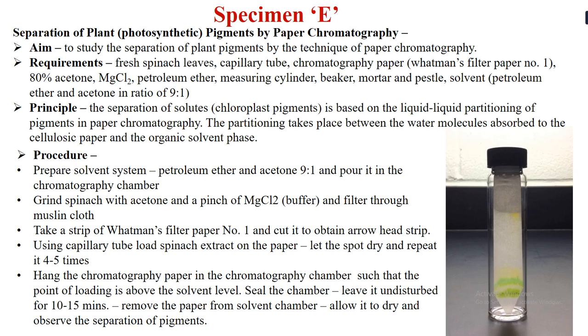You need a capillary tube. Capillary tube is something that you must have seen in the chemistry lab. It is a thin glass tube that you use for loading purposes. Then you need the chromatography paper. The type of chromatography paper that we use is Whatman's filter paper, and even in Whatman's filter paper, we use Whatman's filter paper number 1.